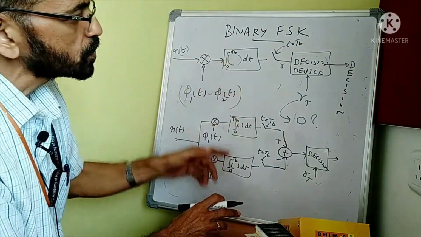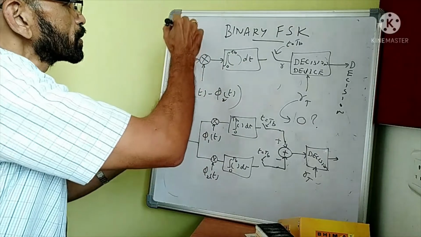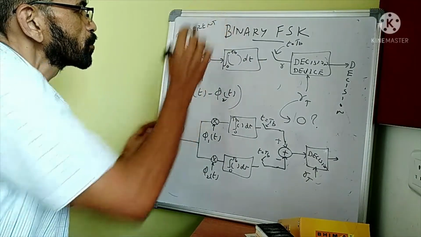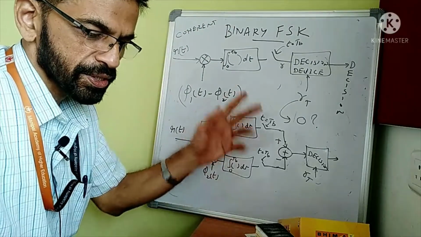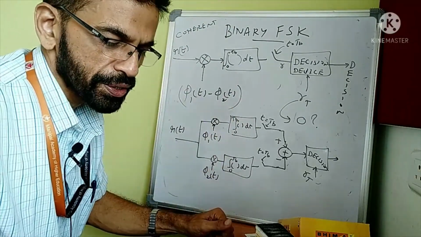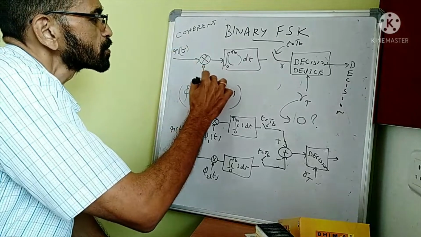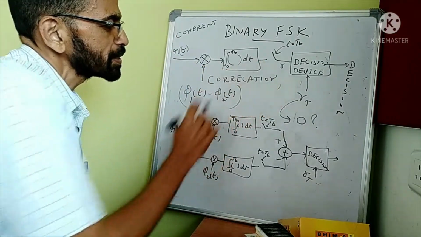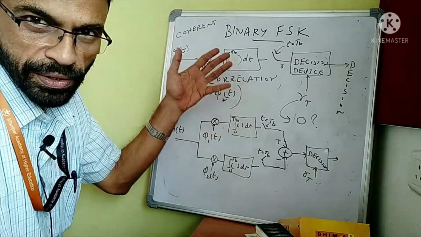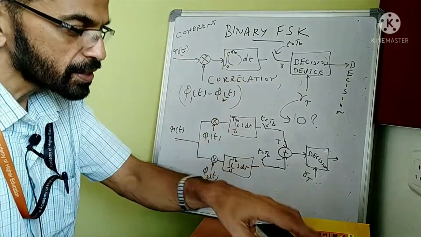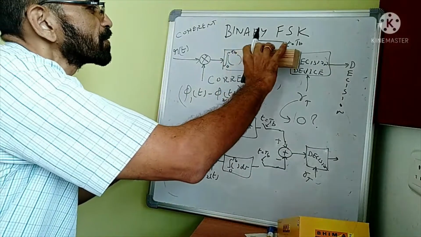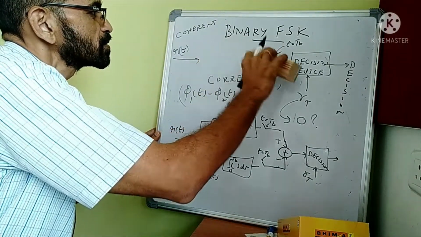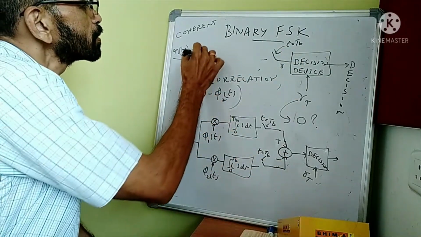And these schematics which I show here are the coherent receiver schematics. As I said in the beginning itself, we will be first discussing the coherent receiver schematics, also called correlation receivers, because essentially it's a correlation process that's happening. And there is an equivalent matched filter receiver in this case also. So that matched filter receiver will look like this.